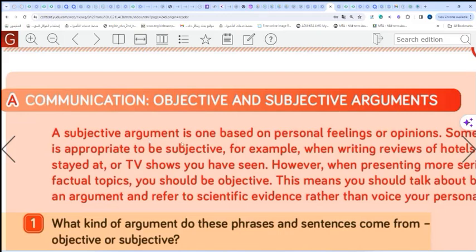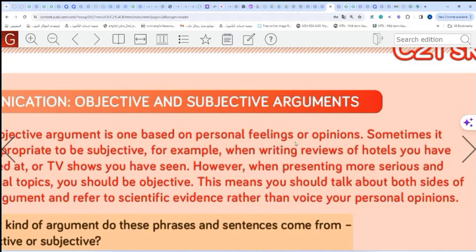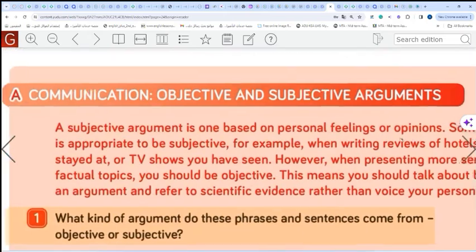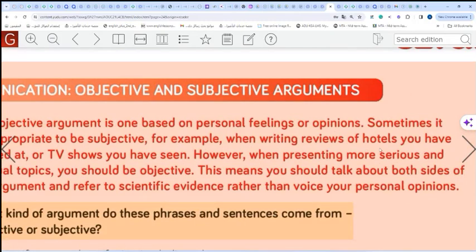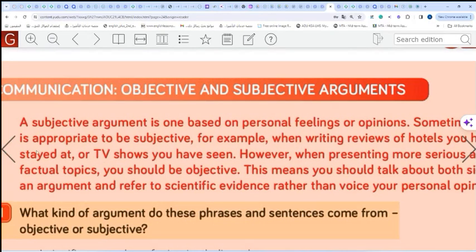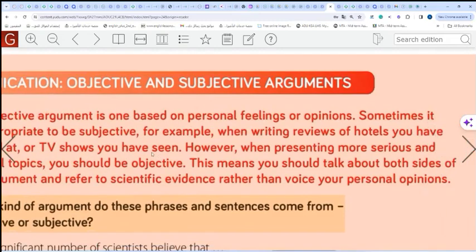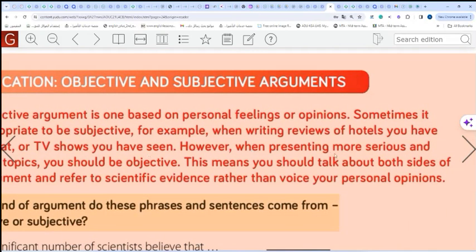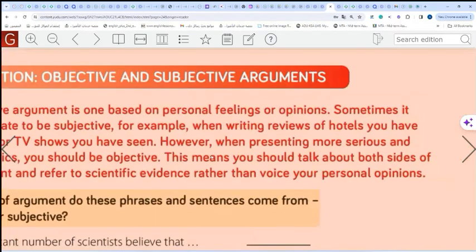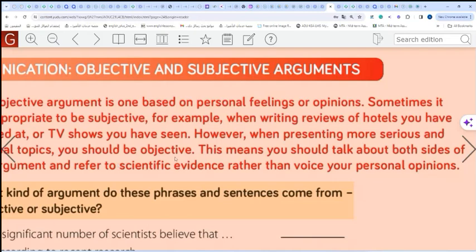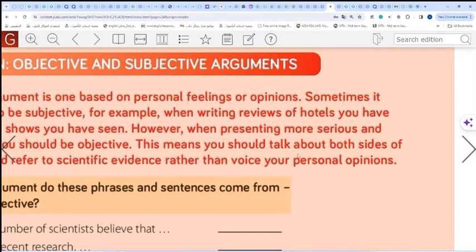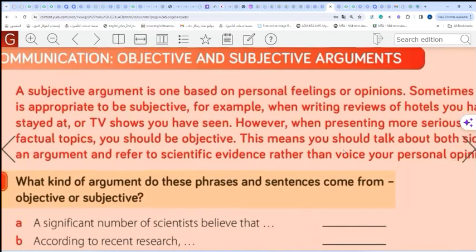So a subjective argument is one which is based on personal feelings or opinions. Sometimes it's appropriate to be subjective, for example, when writing reviews of hotels you have stayed at or TV shows you have seen. However, when presenting more serious and factual topics, factual here means based on facts, you should be objective. This means that you should talk about both sides of an argument.